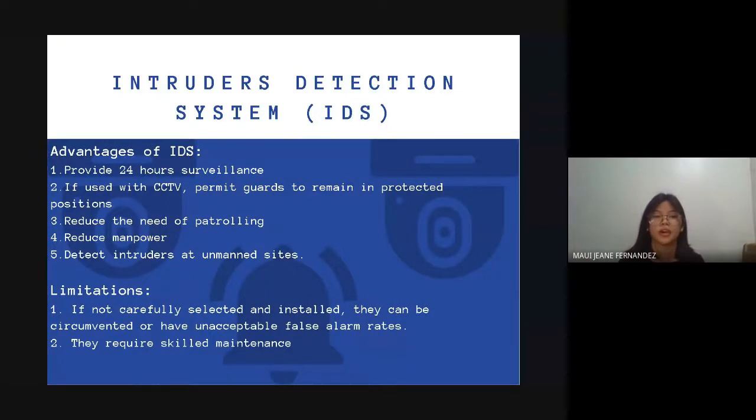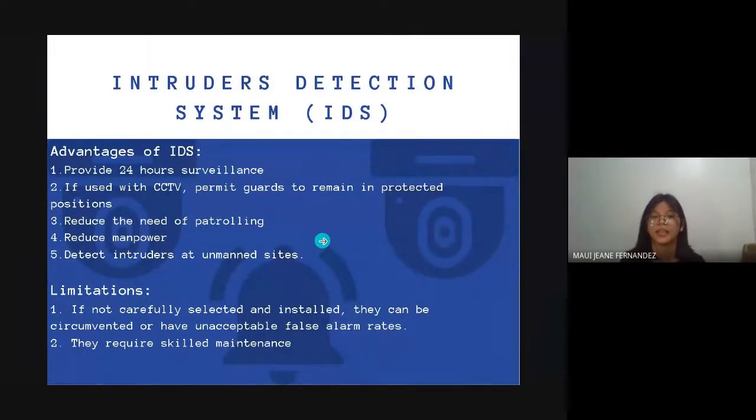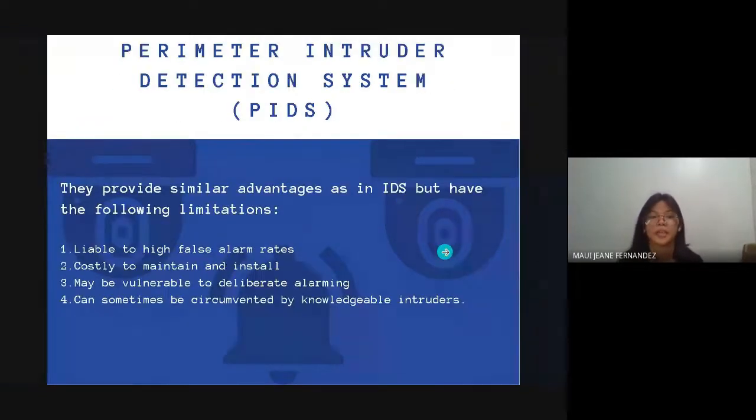Third is reduce the need of patrolling. Fourth is reduce manpower. And fifth is detect intruders at unmanned sites. Under the advantages of intrusion detection system, this monitors anomalous activity or malicious activity. The primary benefit of an intrusion detection system is to ensure that any personnel is notified when an attack or network intrusion might be taking place. Next is limitation. If not carefully selected and installed, they can be circumvented or have unacceptable false alarm rates. They require skilled maintenance.